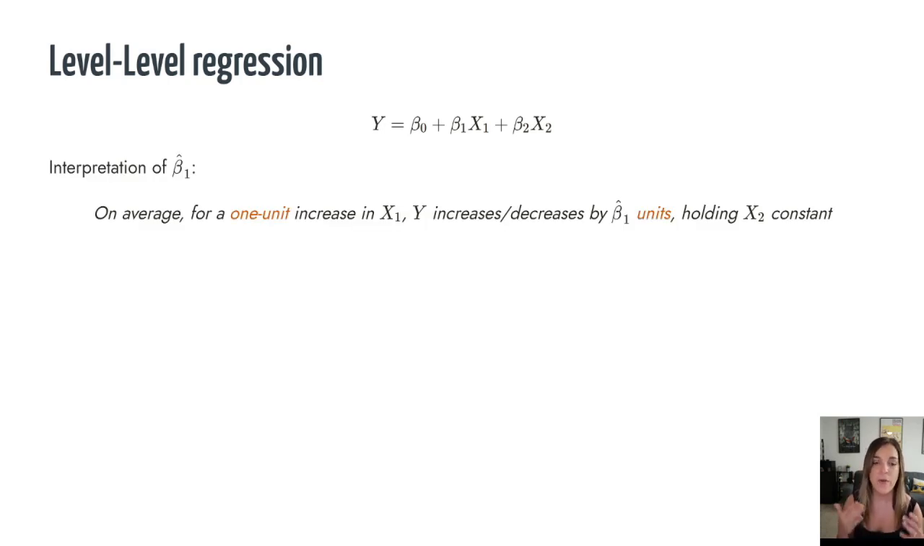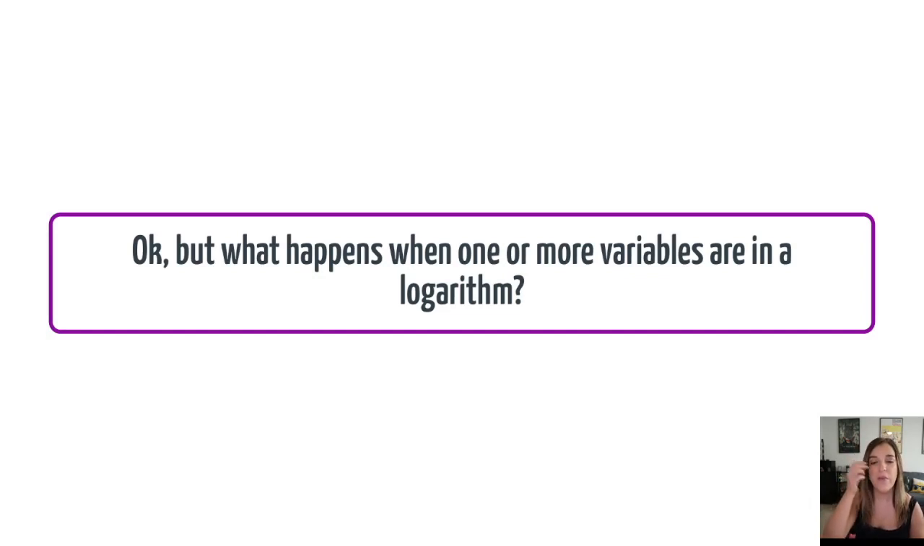On average, for a 1 unit increase in x1, y increases or decreases, depending on the sign of beta 1, units holding x2 constant, okay? Because there's no logarithms, this interpretation will depend on the units that y and x1 are measured in. What happens, however, if we have logarithms here?